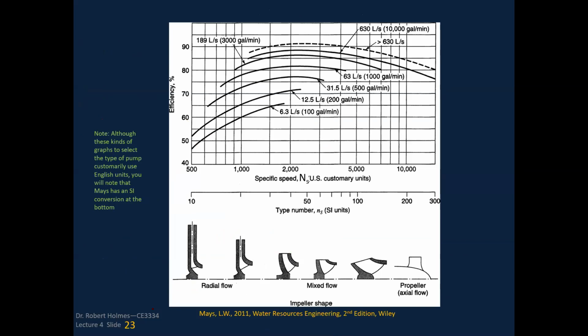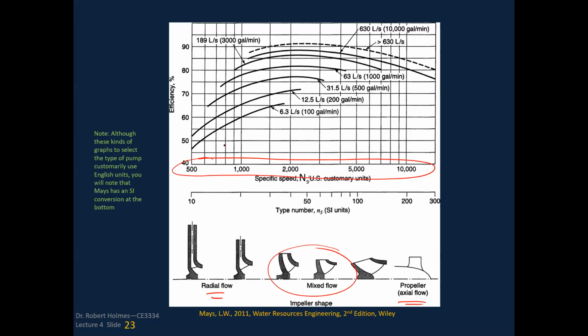If you look at this graph that is put out by Mays, which I'm not sure where he actually got this, but it likely comes from a design manual, you can see that here is the capital N sub S in the US customary units. And so if you're on the lower end, you're looking at a radial flow pump. If you get on the upper end, you're looking at an axial flow pump. If you're in the middle, you're at this mixed flow category.